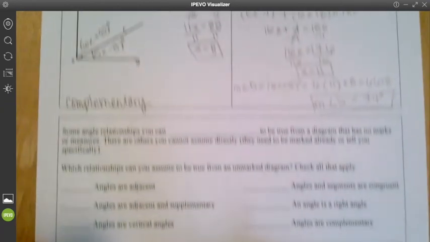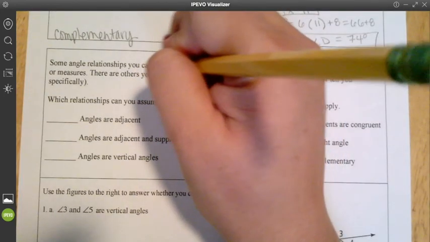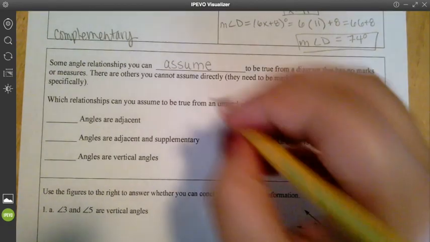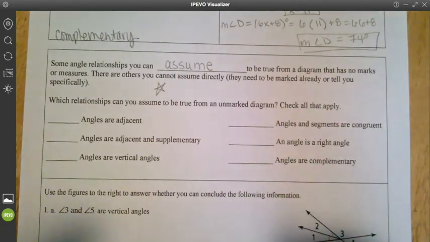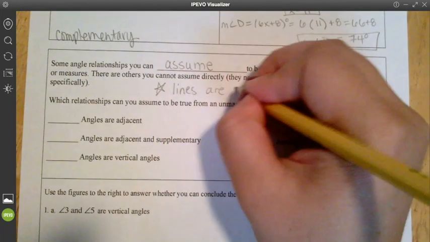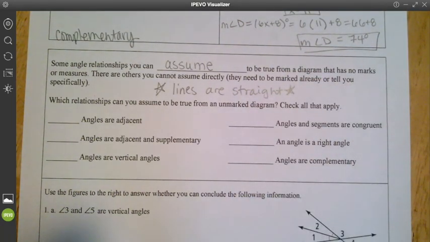Let's keep going. So we have some angle relationships that you can assume from a diagram that has no marks or measures. Some examples are vertical angles. Others you cannot assume. They need to be marked and they need to be told to you specifically. The big difference here is that really the only assumption you can make is lines are straight, and the properties that come out from lines being straight.